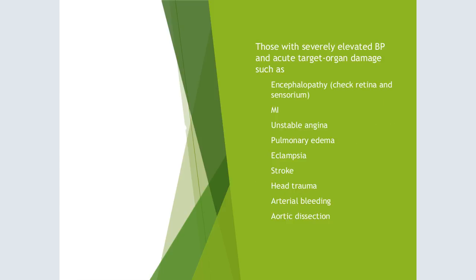I'm sorry, that was a hypertensive urgency. The next one is hypertensive emergencies. An emergency is those with severely elevated blood pressure who do have acute target organ damage. So an urgency is without the organ damage.